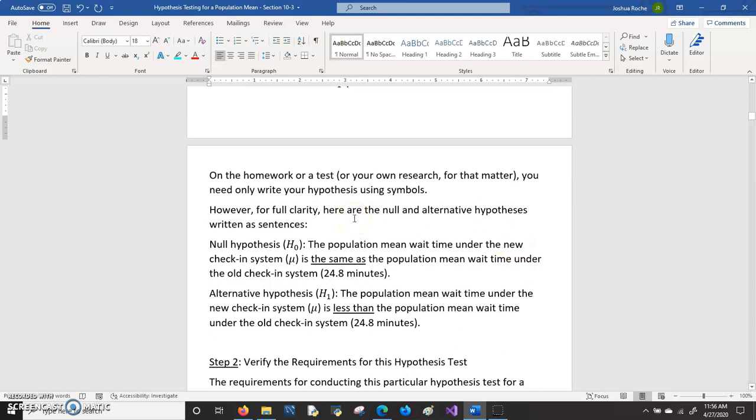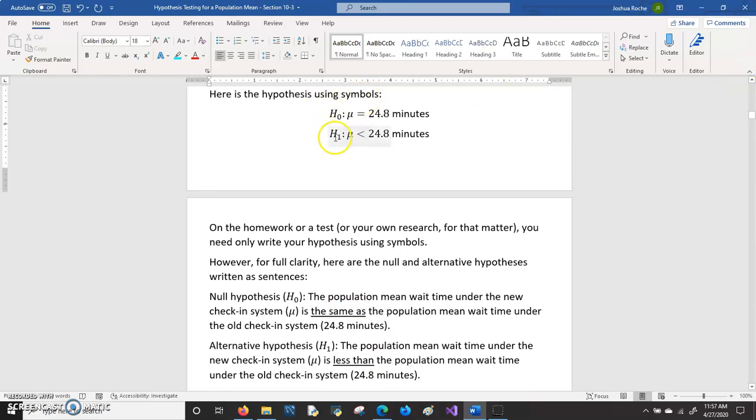And like the last set of notes, I have also written out these hypotheses in sentences. When you write these hypotheses on a quiz or test, or even in your own research, you don't necessarily have to write full sentences. Normally you would just write your hypothesis in symbols. But I've written it in sentences here just for full clarity.